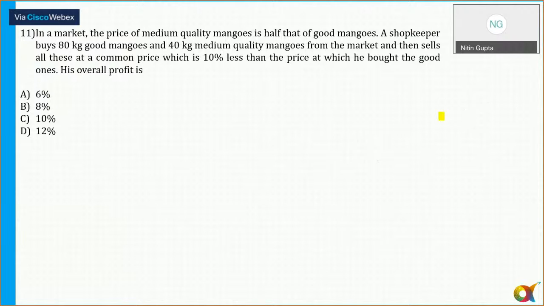All right. Now, it says, in a market, the price of medium quality mangoes is half that of the good mangoes. So there are two types of mangoes. One of them is medium quality and the other one is good. So I can say there are two qualities here, medium and good. So if medium is 1, then the good is equal to 2. Let's say this is the price here.